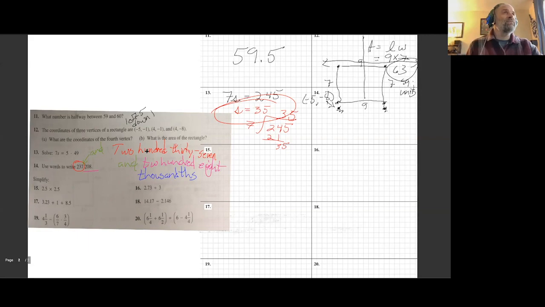Okay, you guys good? Can you guys do that? Number 14, can you write the decimal out with words? Good? All right. Moving on to number 15. Number 15, 2.5 times 2.5. Well, how do you multiply decimals?